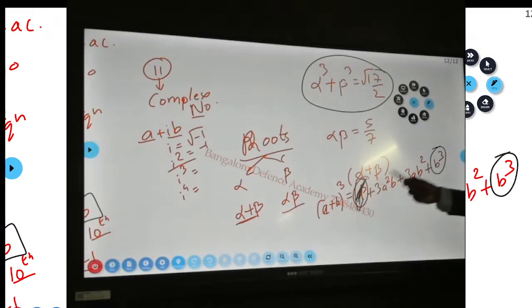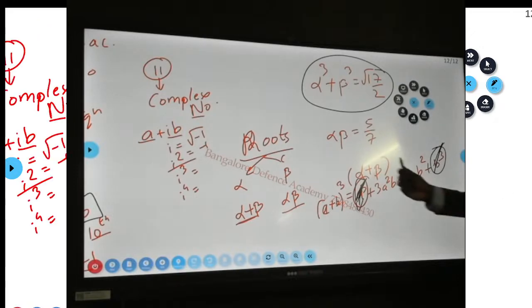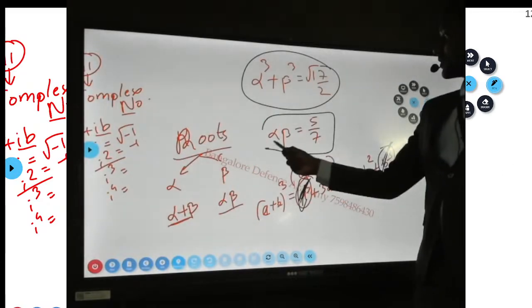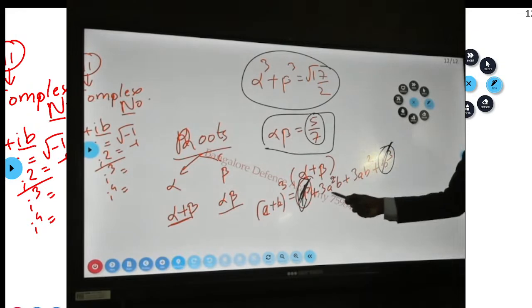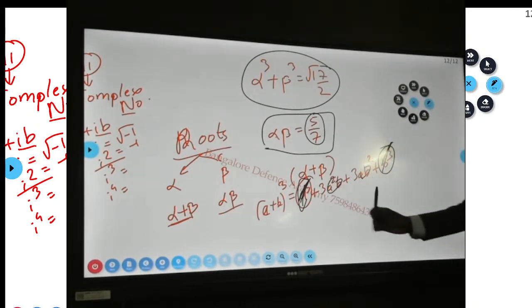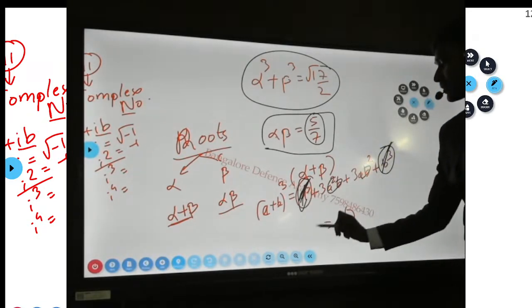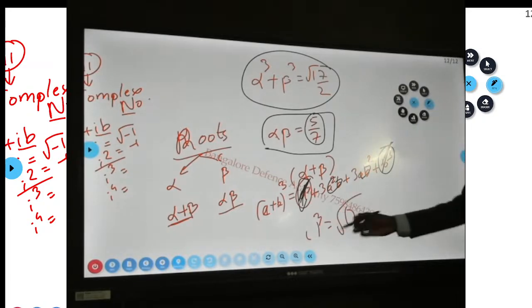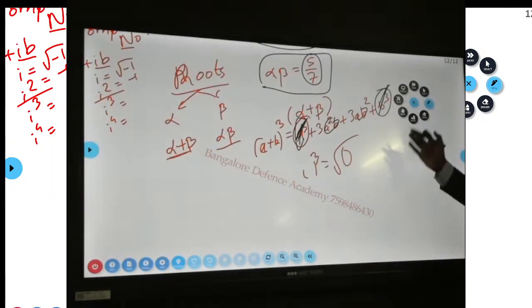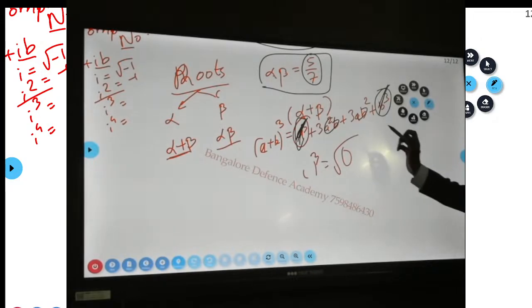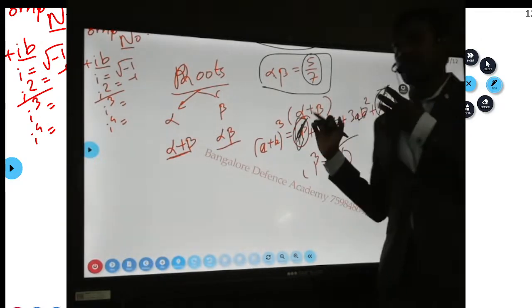Okay, so this one and this one is given. Alpha, beta is given. Look at this: alpha into beta is 5 by 7. Here you have to manipulate and put it, and finally you get some answer which is whole to the power of 3. You have to take the cube root, then you get the answer alpha plus beta. That's it.